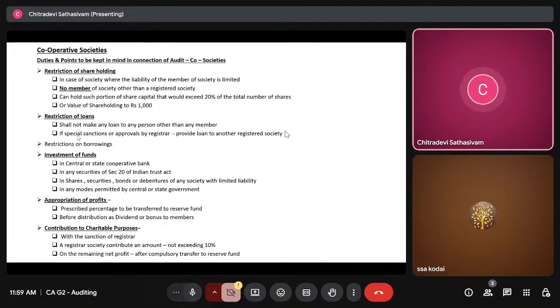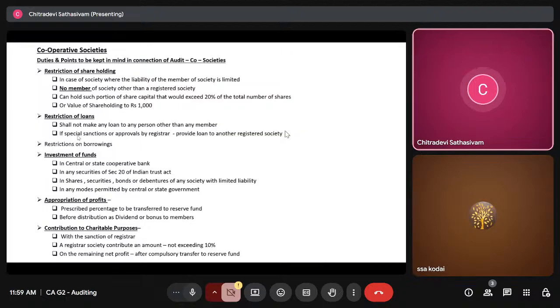The next one is the restriction of loans. These societies shall not make any loan to any members other than a member. However, with the special sanction of the registrar, they can make a loan to another registered society.